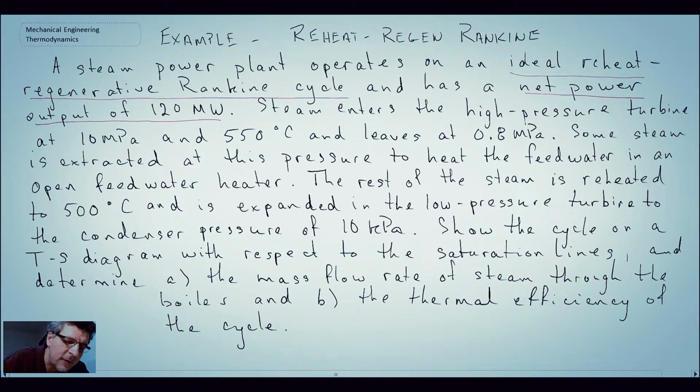Other information we're provided with is the conditions going into the high pressure turbine, 10 MPa and 550 degrees C, and the steam then leaves the high pressure turbine at 0.8 MPa. That's when it would go back into the low pressure turbine after going through a reheat. When the steam is stripped off the high pressure turbine at 0.8 MPa, some of it is used to heat the feed water, the boiler feed water, and we're told that it is being heated in an open feed water heater.